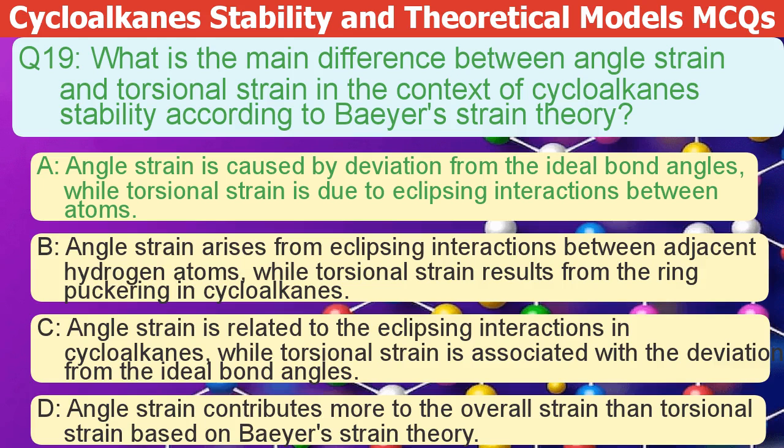The correct answer is A. Angle strain is the strain caused by deviation from ideal bond angles in cycloalkanes. Torsional strain is the strain from eclipsing interactions between atoms, like hydrogen atoms. Bayer's strain theory considers both types of strain when assessing stability.